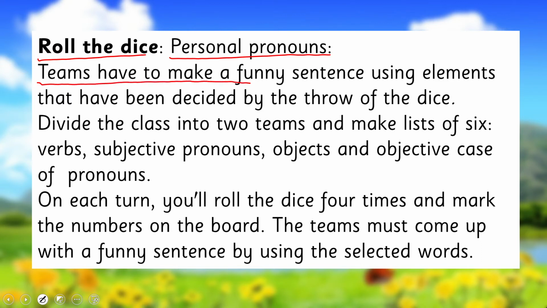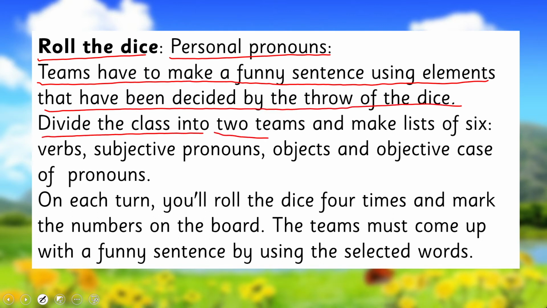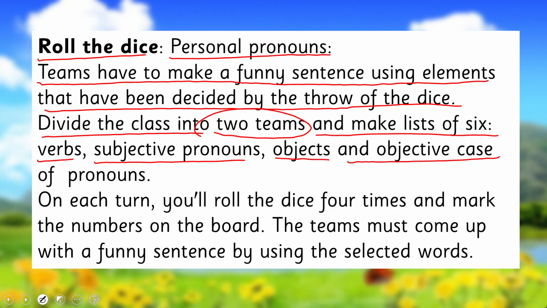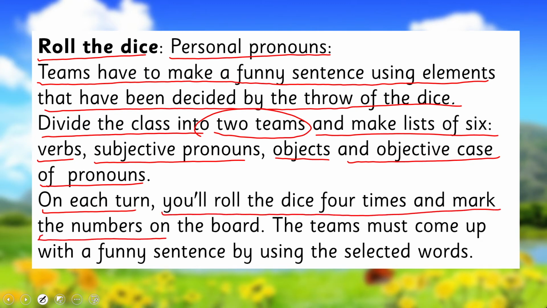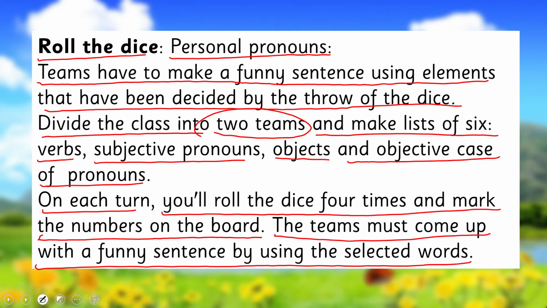Teams have to make a funny sentence using elements that have been decided by the throw of the dice. The teacher will divide the class into 2 teams and make a list of 6 verbs, subjective pronouns, objects, and objective case of pronouns. On each turn, you will roll the dice 4 times and mark the numbers on the board. The teams must come up with a funny sentence by using these selected words.